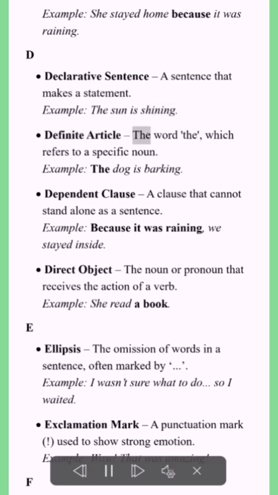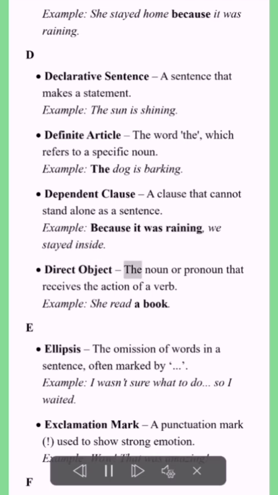Definite article, the word "the", which refers to a specific noun. Example: the dog is barking. Dependent clause, a clause that cannot stand alone as a sentence. Example: because it was raining, we stayed inside.